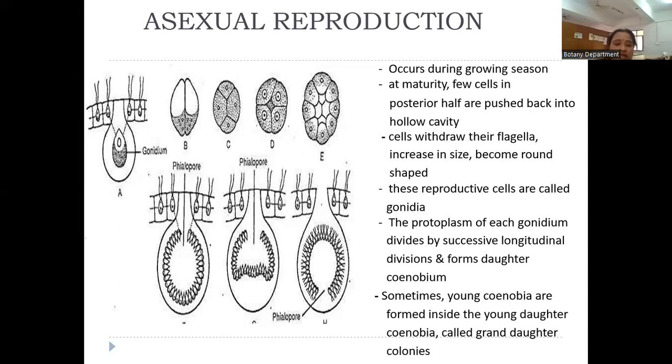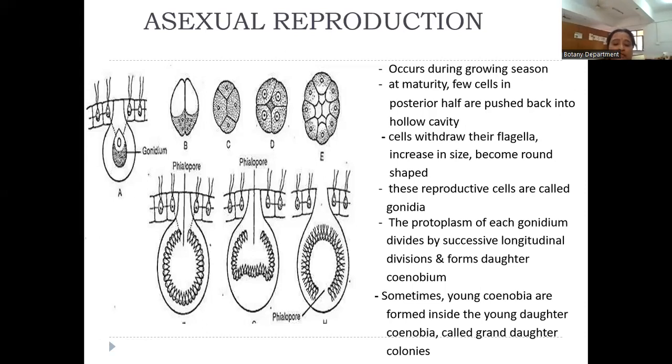But how are the divisions in the gonidia cells? The first division is parallel to the longitudinal axis of the gonidia, but at a right angle to the surface of the cenobium. Subsequently, divisions are parallel to the longitudinal axis, slightly oblique. This is the first, second, third division. In total, how many cells form? Eight. This eight-cell stage forms. You can count: 1, 2, 3, 4, 5, 6, 7 and 8 cells.